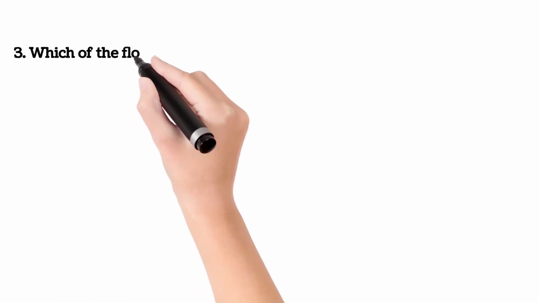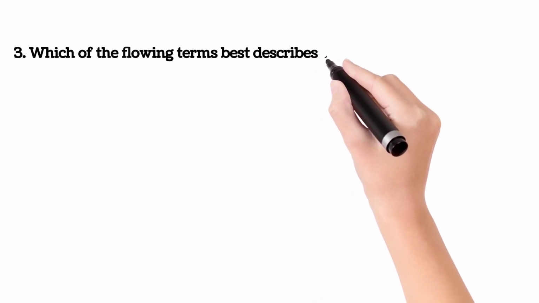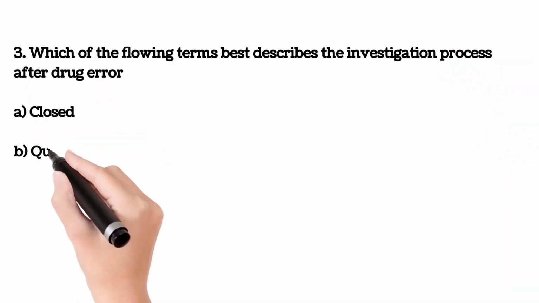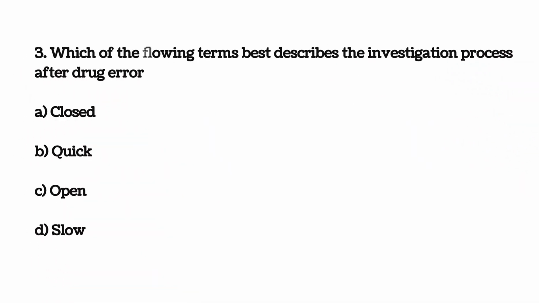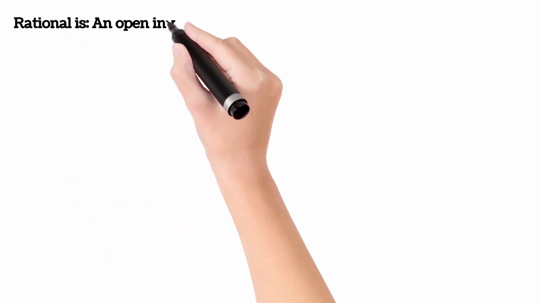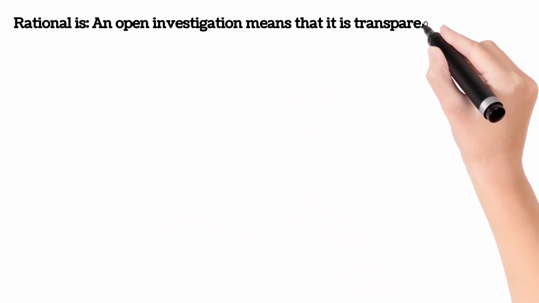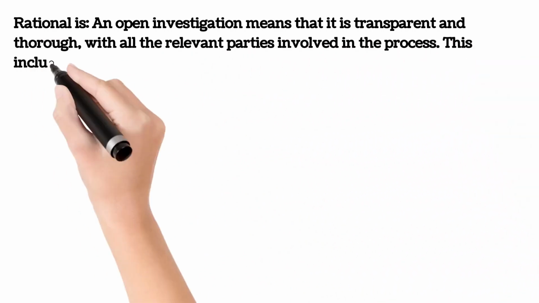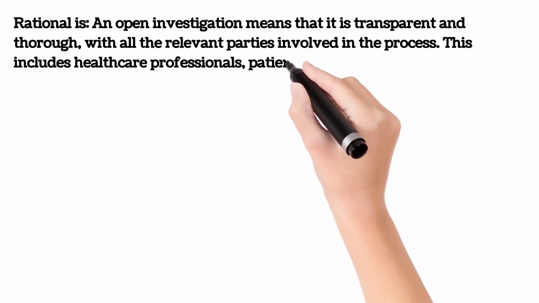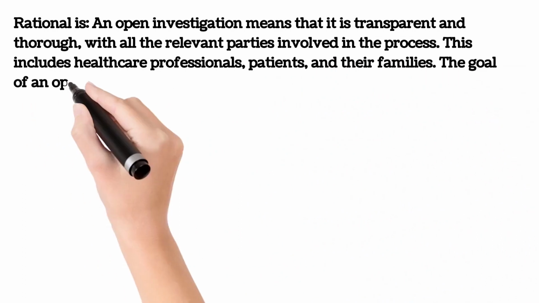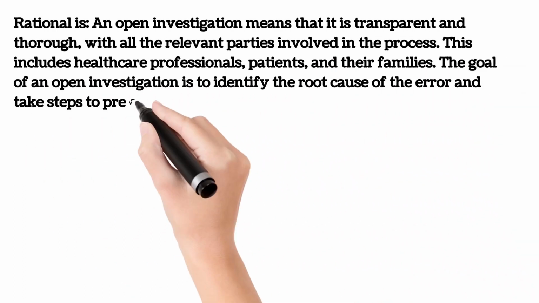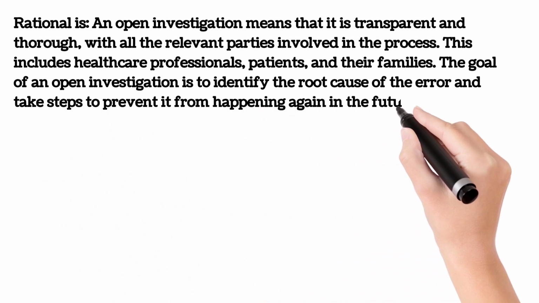3. Which of the following terms best describes the investigation process after drug error? A. Closed. B. Quick. C. Open. D. Slow. Rationale is, an open investigation means that it is transparent and thorough, with all the relevant parties involved in the process. This includes healthcare professionals, patients, and their families. The goal of an open investigation is to identify the root cause of the error and take steps to prevent it from happening again in the future.